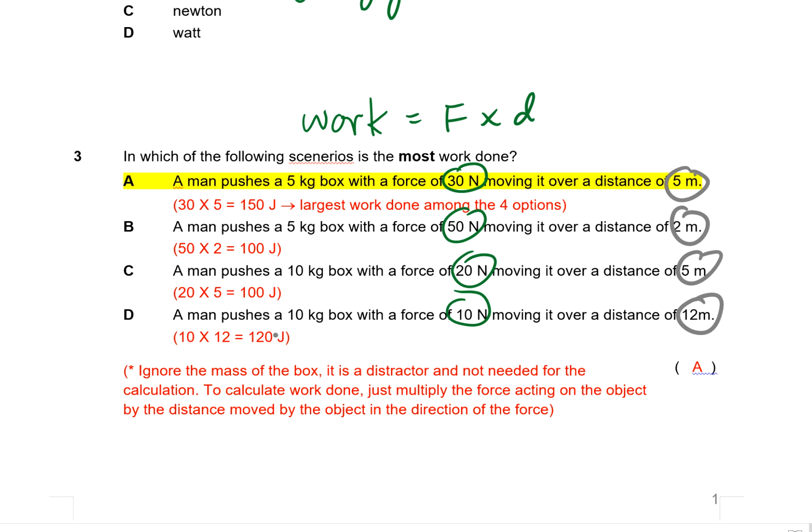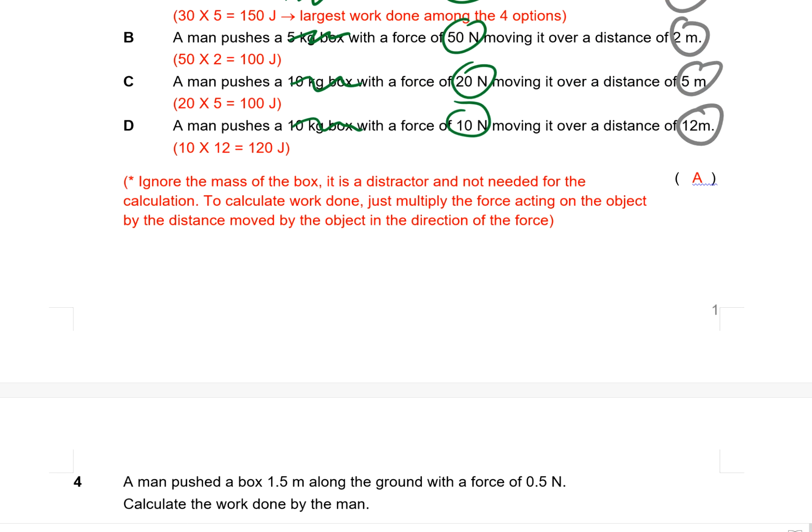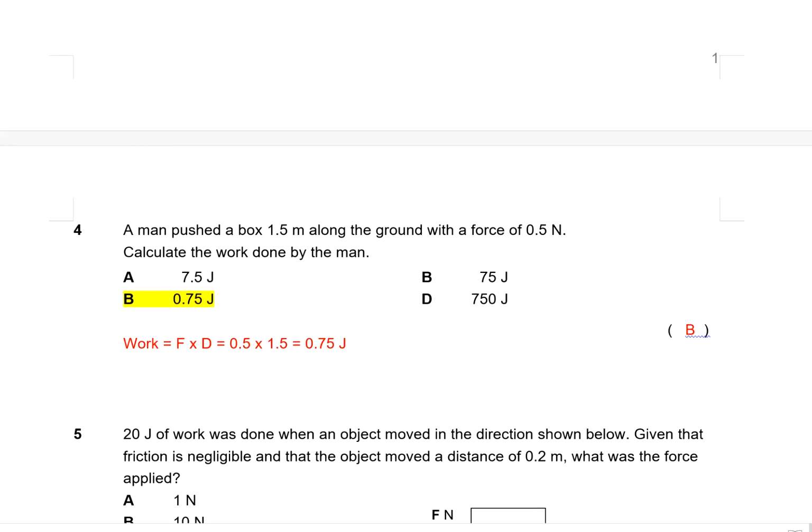All right. You may wonder why I didn't do anything about the mass of the box. Now in this case, this is actually a distractor. So this information is not important, right? I only need the force and the distance. So A is the largest amount of work done at 150.